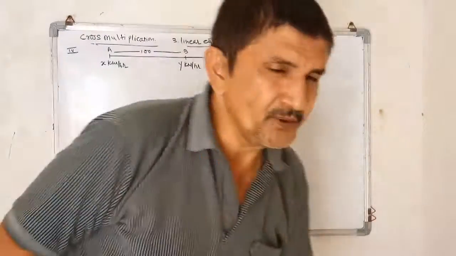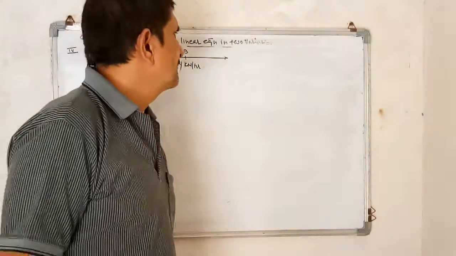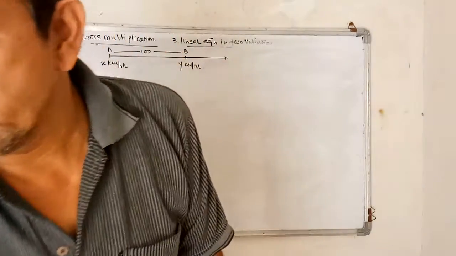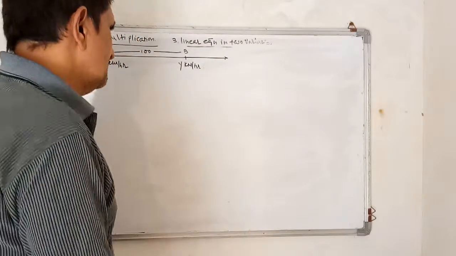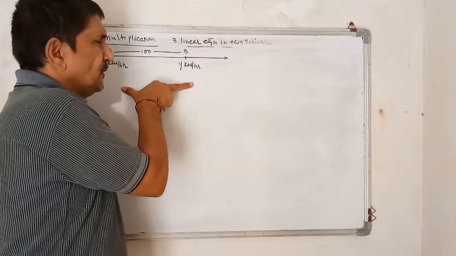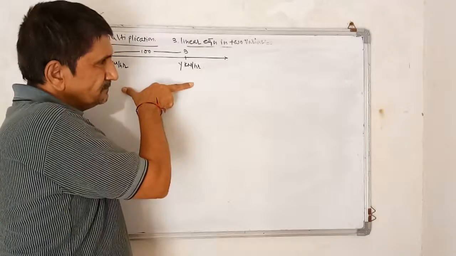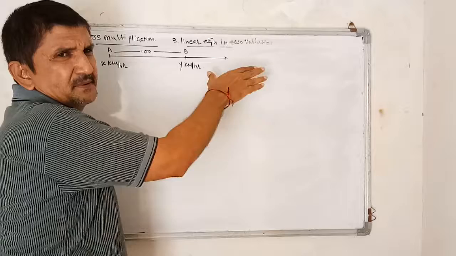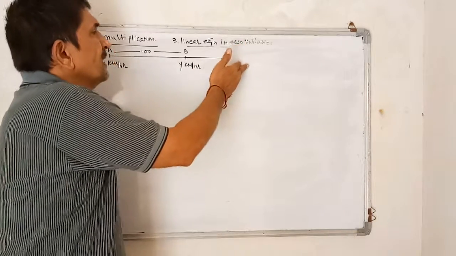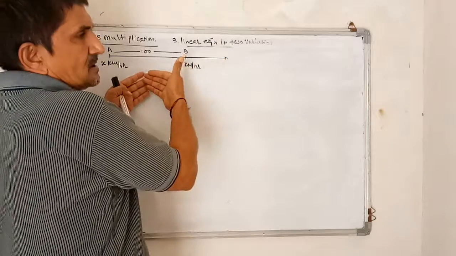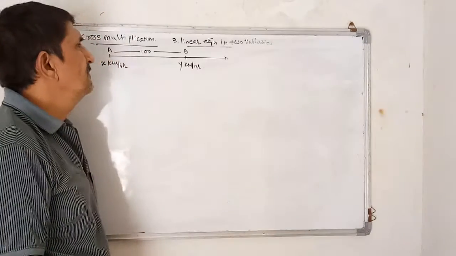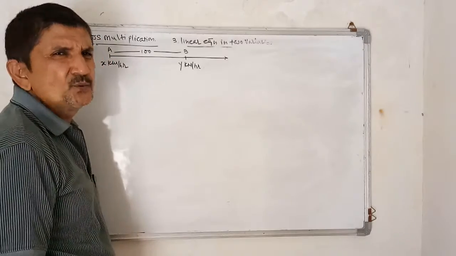Okay, now we revise this question again. Fourth one. In this question, two vehicles are 100 meters apart from each other. If they travel in the same direction, they meet after 5 hours. And if they move in the opposite direction, they meet after 1 hour. Then find the speed of these two vehicles.